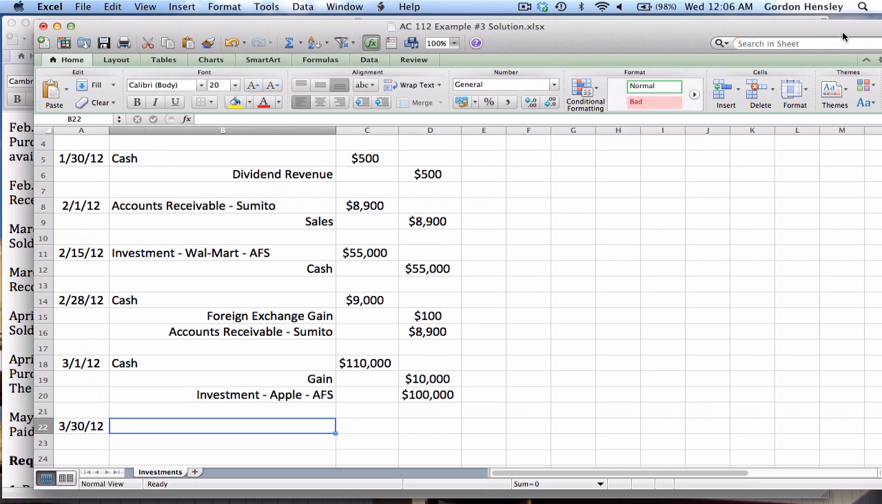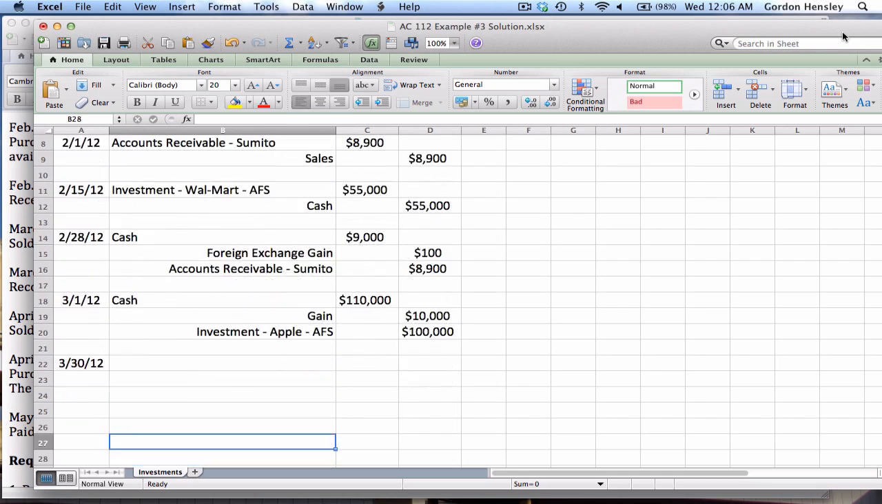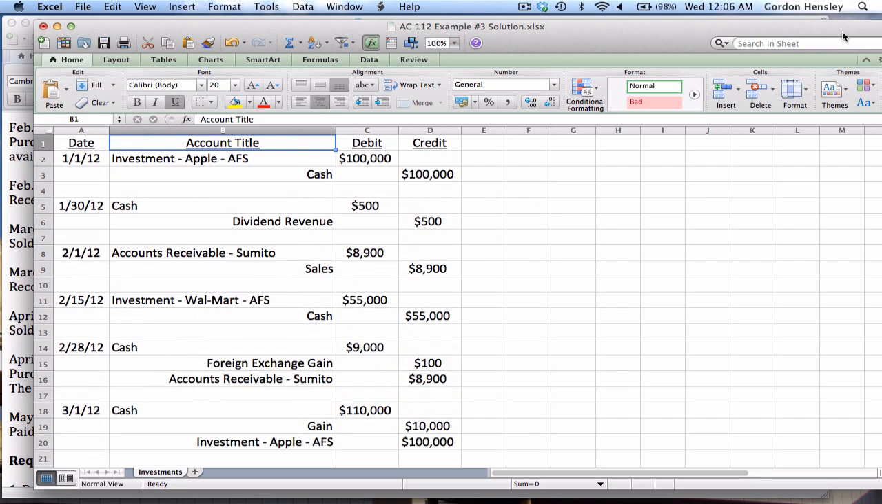So since it's the end of March, January, February, March, it's the end of the first quarter. Now when we do these adjustments, we're only going to do these adjustments for investments that we still own. So if we go back and look at it, we had that Apple investment, but we sold it. So right now, the only investment that we really have is that Walmart investment.